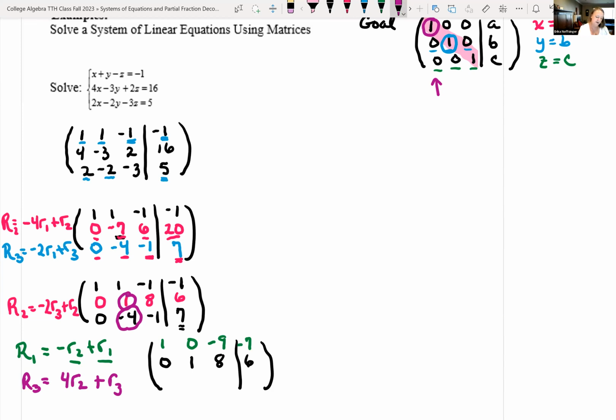So 4 times 0 is 0, 0 plus 0 is 0. 4 times 1 is 4, minus 4 is 0. 4 times 8 is 32. 32 minus 1 is 31. 4 times this 6 is 24. 24 plus that 7 is 31.